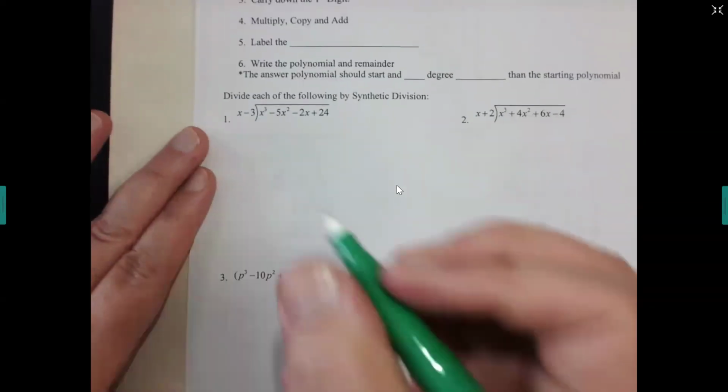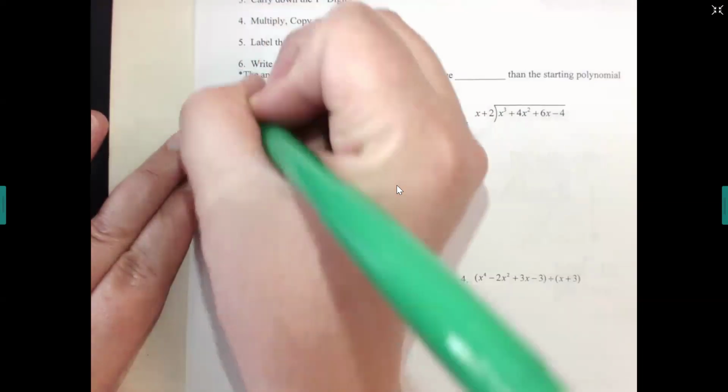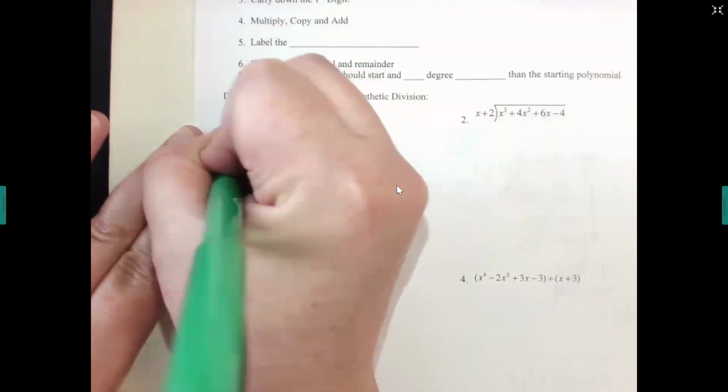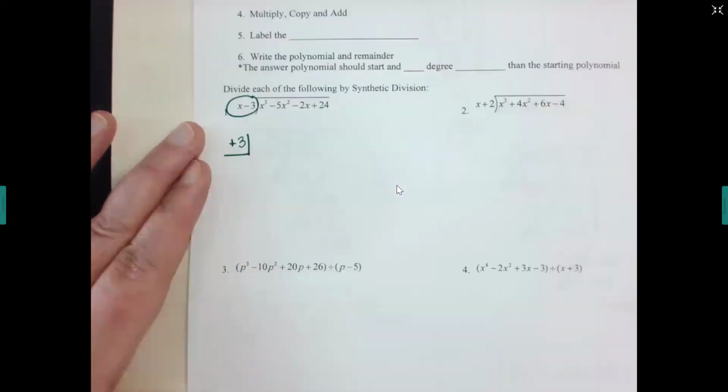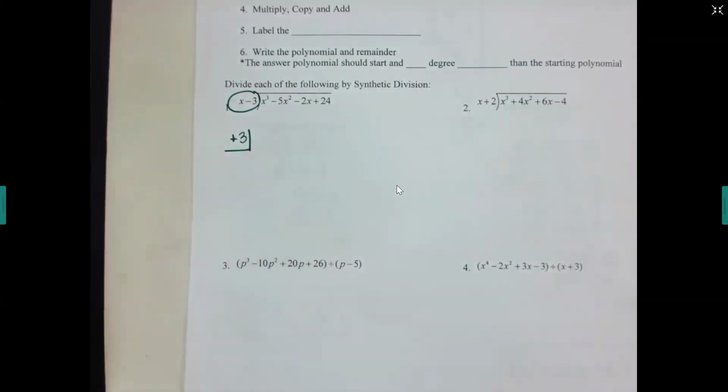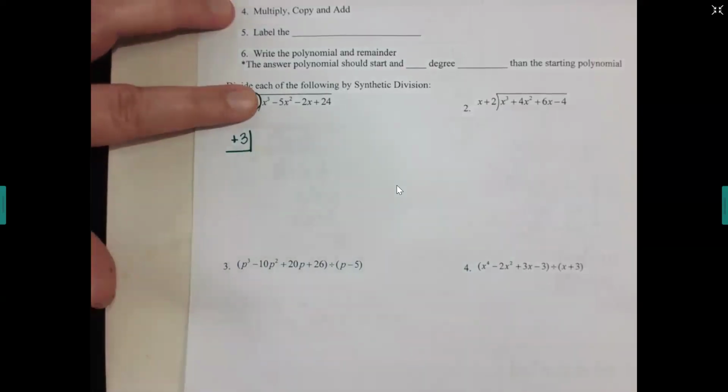First thing you're going to do is take what you're dividing by and put it in a box with the opposite sign. So if I'm dividing by x minus 3, I'm going to put a plus 3 in the box. But it has to be the opposite of what was in the box. Then you're going to list only the coefficients for what you're dividing in the house, in the square root sign. So coefficients, this is a 1x3.